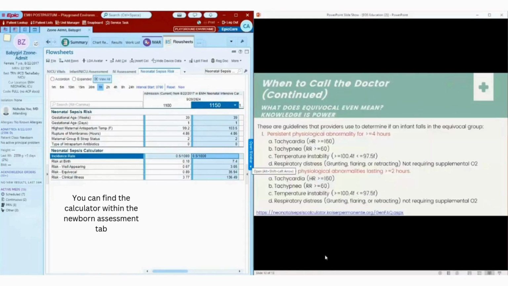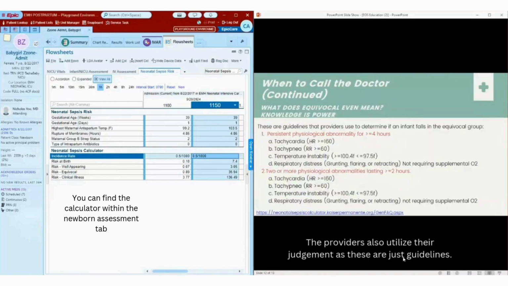This is for knowledge only. This is just so you know how they determine if an infant falls under the equivocal group. The newborn has to have persistent physiological abnormalities for greater than or equal to 4 hours, or 2 or more physiological abnormalities lasting greater than or equal to 2 hours. So for this one, they could have 1, but it has to be for 4 hours or more. If they have 2 of these, it has to last for 2 hours or more in order to be placed in the equivocal group.